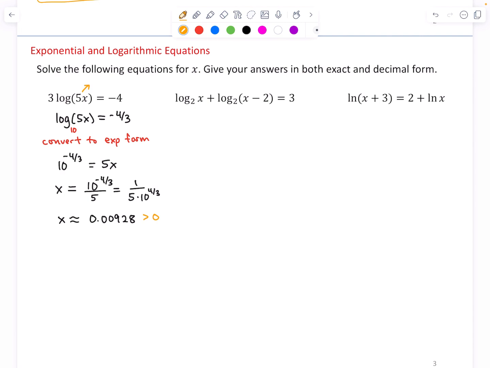And for 5x to be positive, that means that x itself must be positive. Only positive answers would be acceptable in this equation, and we have found a positive answer.